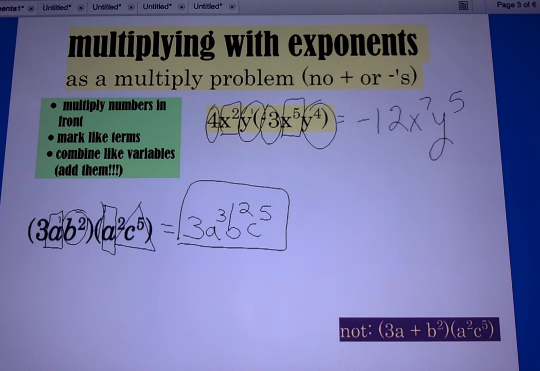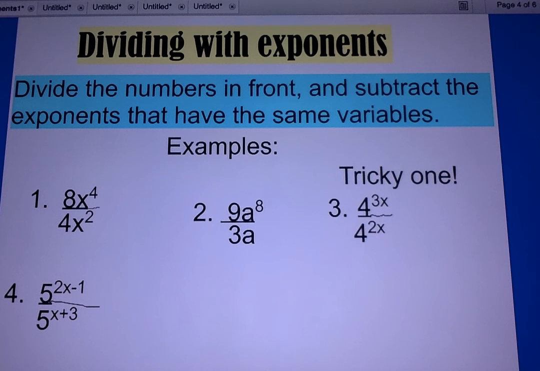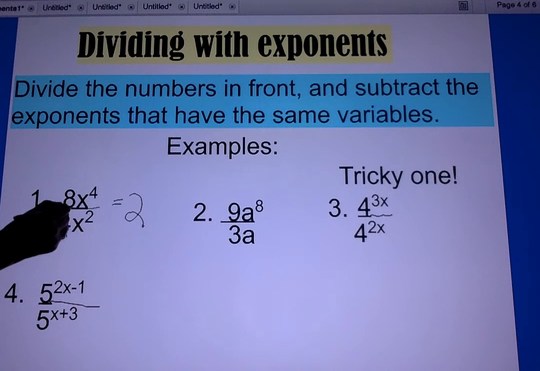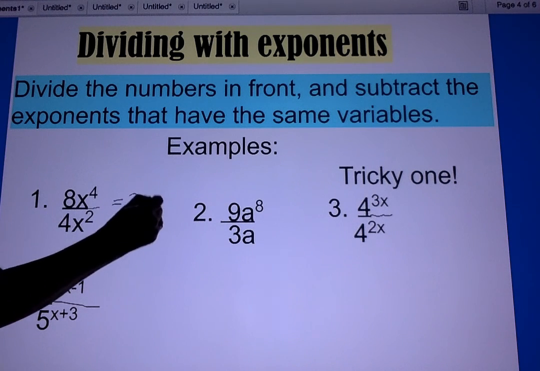Okay? And if you need more time, again, pause the video. I'm going to continue on with division. You divide the numbers in front and subtract the exponents that have the same variables. So if I divide 8 divided by 4 in the beginning, I'm going to get 2. So this equals 2. And I subtract the exponents on the x. 4 minus 2, x squared.